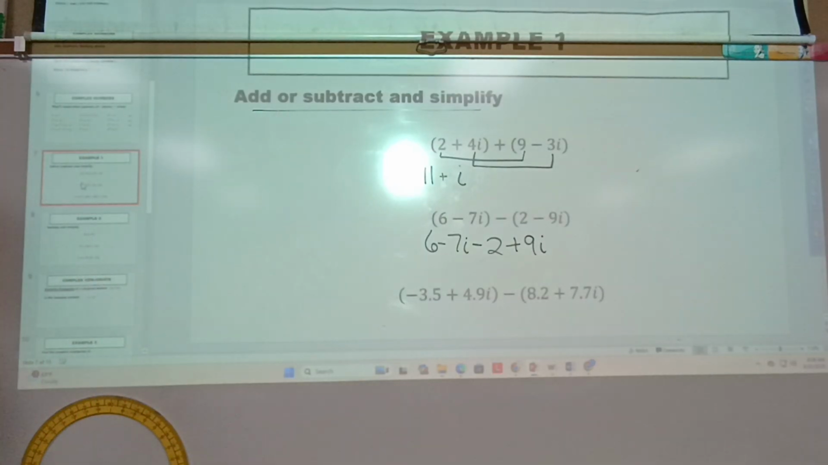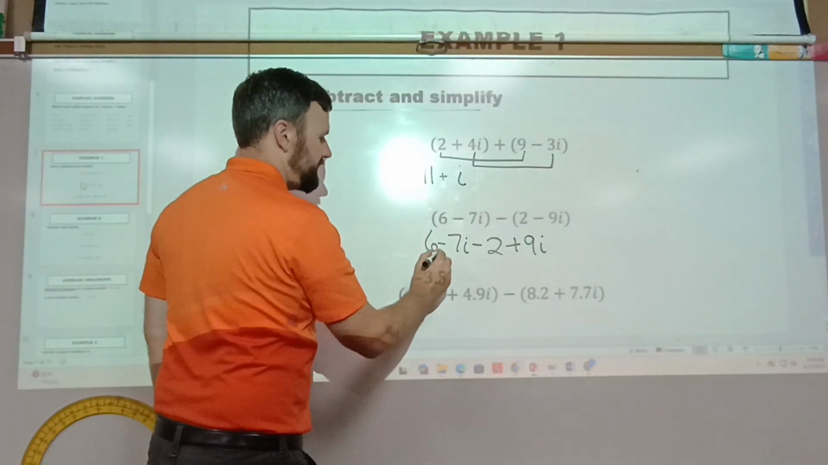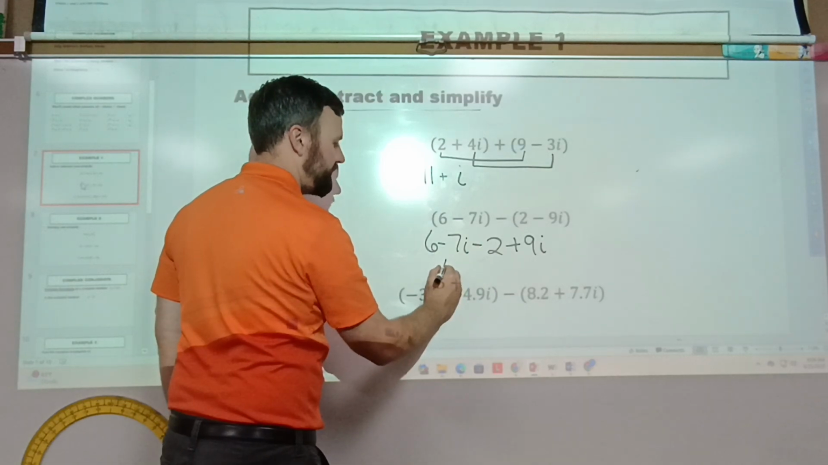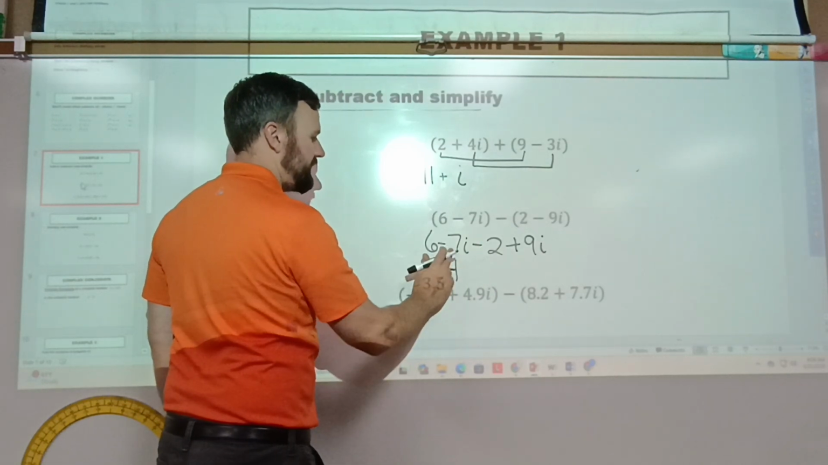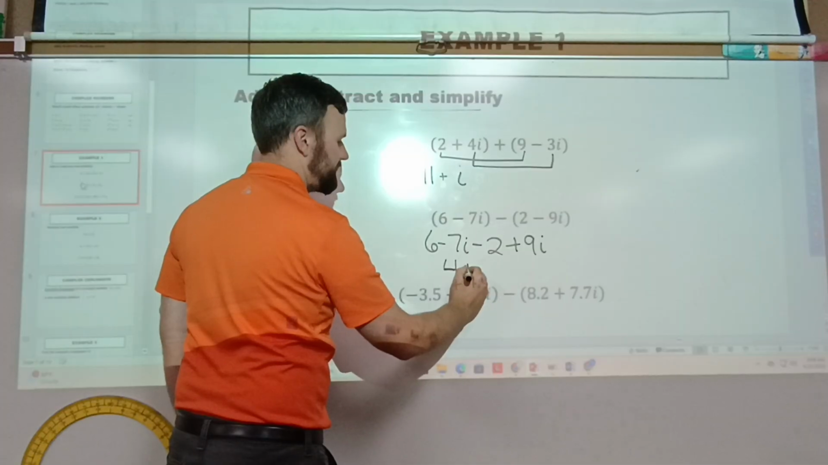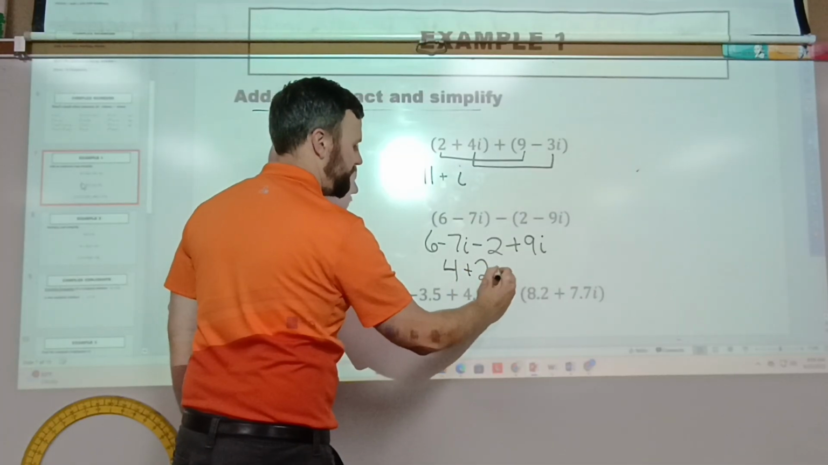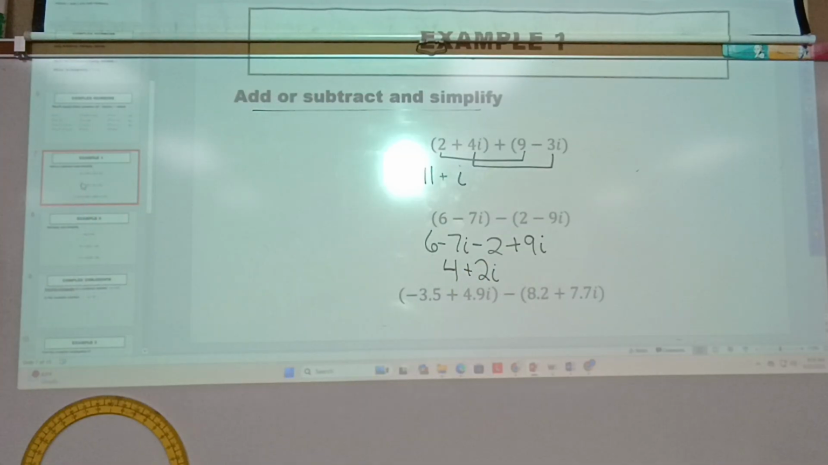Combine your like terms. 6 minus 2 is 4. Negative 7 plus 9 is 2. All right? If you see a problem like that in the homework set, do you guys feel confident you can do it? All right.